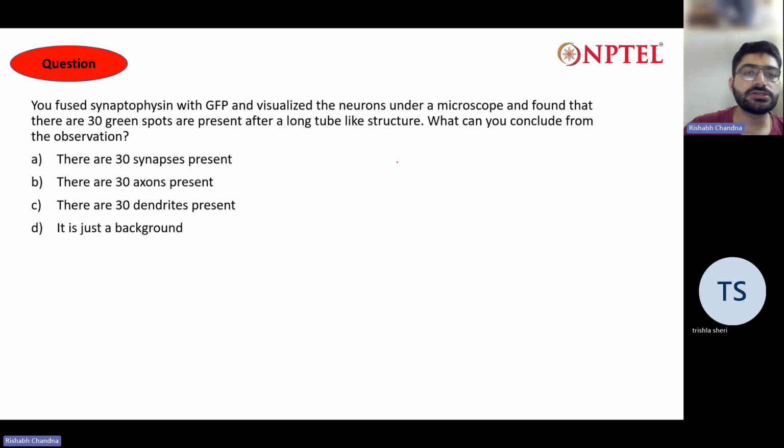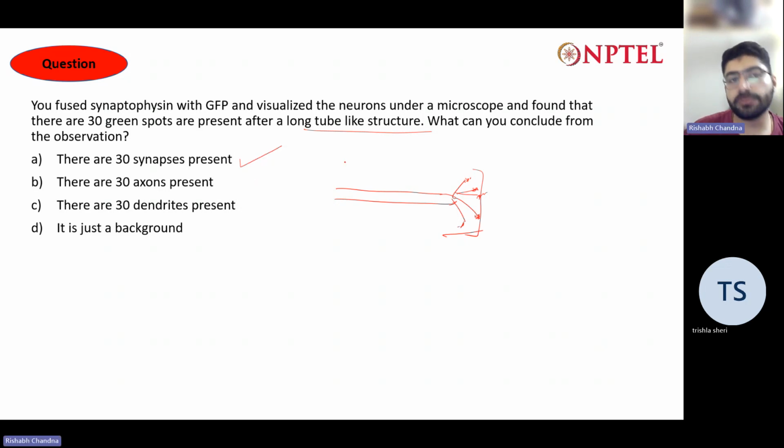Of the 30 spots that we see. So in the structure, it has been mentioned that after the long tube-like structure, at the end of the neurons, there are particular 30 green dots being observed like this. Okay, so what we see is that we have these synapses in this condition. So 30 synapses are present there.